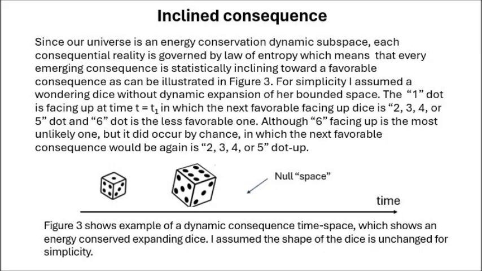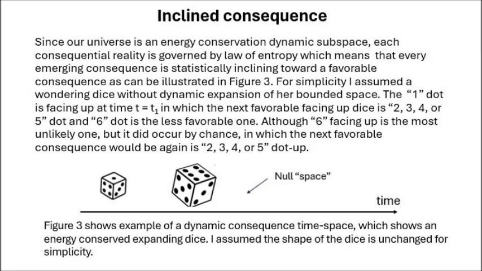The one dot is facing up at time t equals 1, t1, in which the next favorable facing-up dice is 2, 3, 4, or 5 dots, and 6 dots is the less favorable one. Although 6 facing up is the most unlikely one, it did occur by chance, by which the next favorable consequence would again be 2, 3, 4, or 5 dots up.